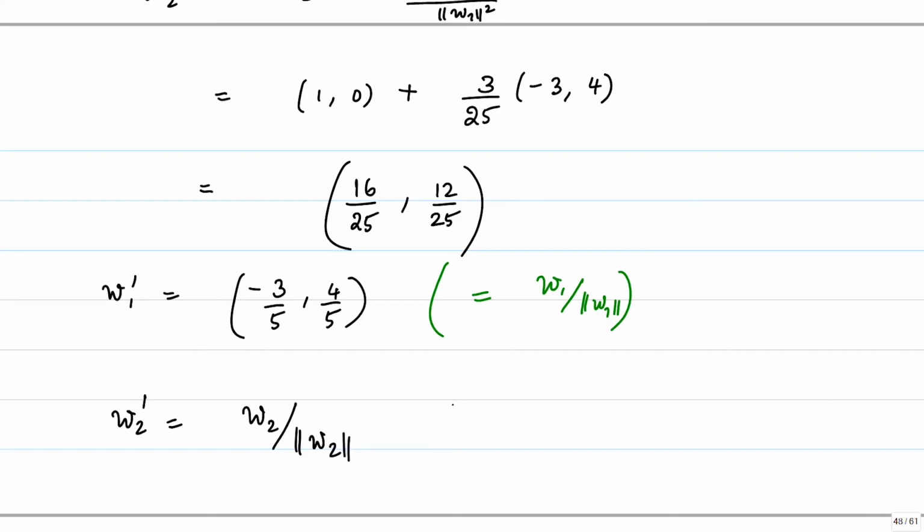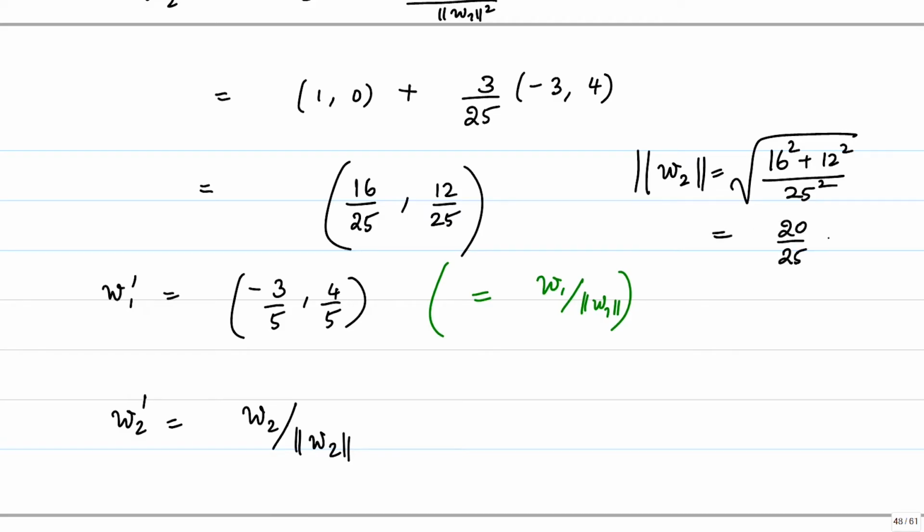Let's see, what was w2? Let's recall, w2 is right here. So what is the length of w2? This is just the square root of 16 square plus 12 square, over 25 square, which is equal to 20 by 25, which is equal to 4 by 5. So we divide by 4 by 5, which is going to give you 4 by 5 here, and this is going to give you 3 by 5.